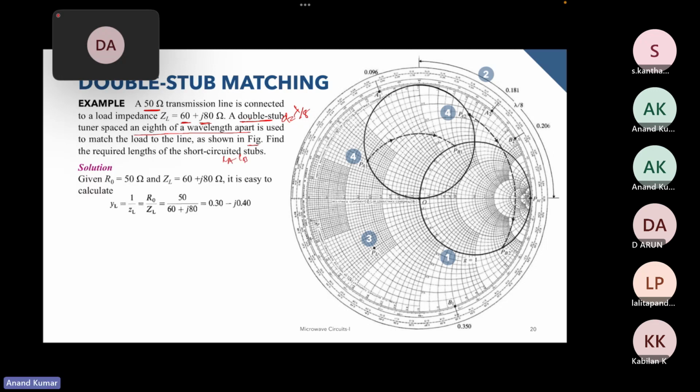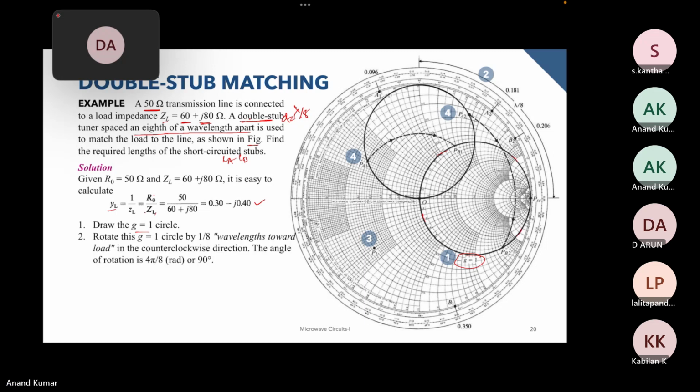The first step is to normalize the ZL and find out the admittance. So 1 by small zL is R naught by ZL, and we have this as YL. So we have found out small yL. Now the next step is to draw the G equal to one circle. So G equal to one circle is over here. I've drawn this G equal to one circle. Next, we rotate this G equal to one circle by 1 by 8 wavelengths towards the load. If you read carefully, this is wavelengths towards generator, and over here you'll read this to be wavelengths towards load.